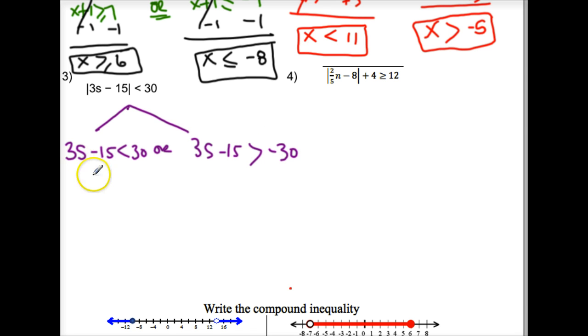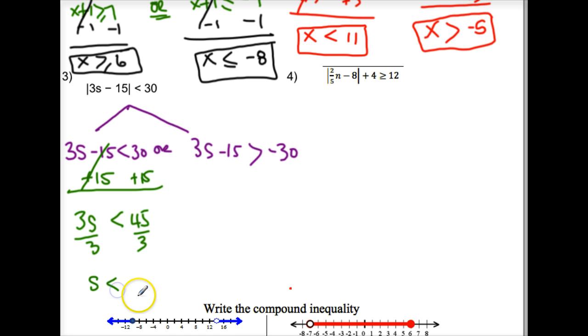And then all I want to do is solve this. Add 15 on both sides. I'm left with 3s is less than 45. Divide by 3 because I want s by itself. S is less than 15. 15 times 3 is 45. That's one of my answer choices.